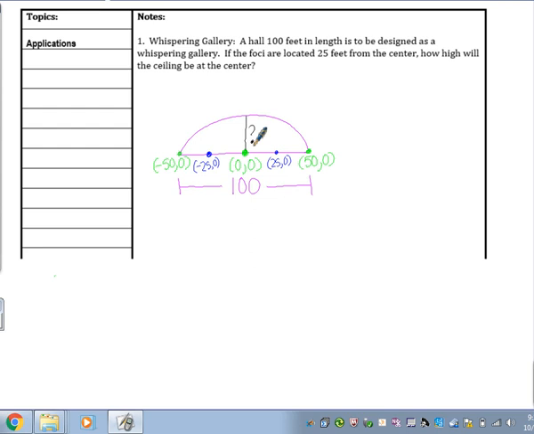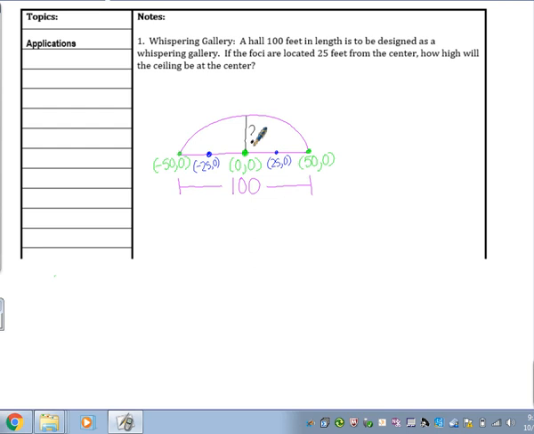Now, we probably put on a little more information than we actually needed here, but I definitely wanted you to see how to put these ordered pairs on here, because sometimes it's really helpful if you can get them on. And then you can manipulate using some equations.